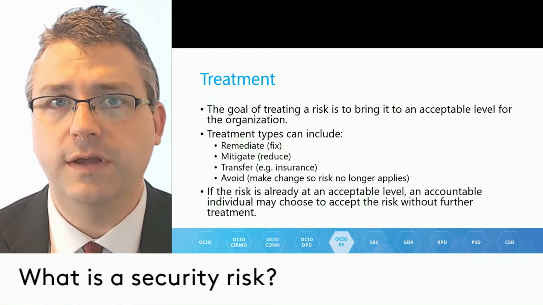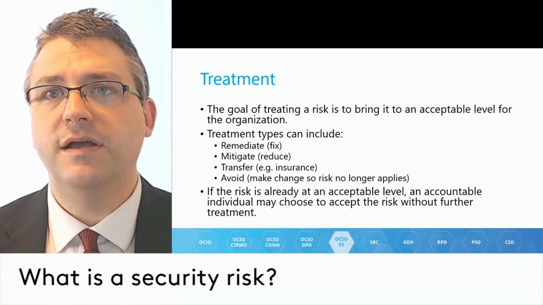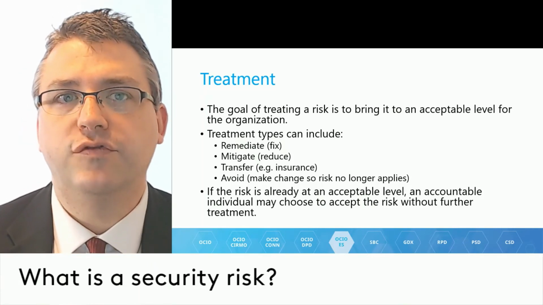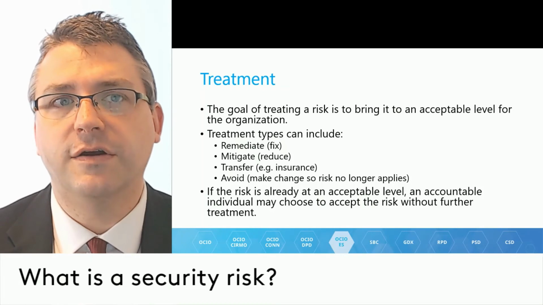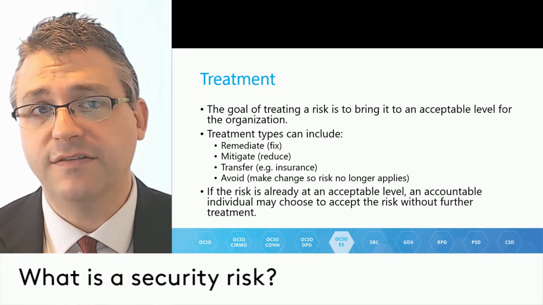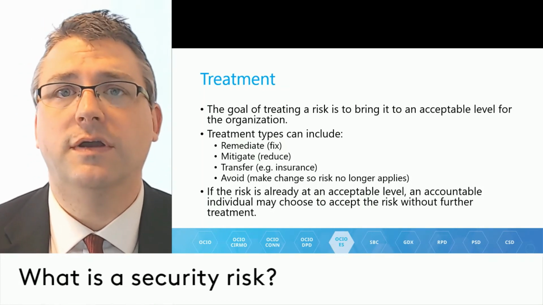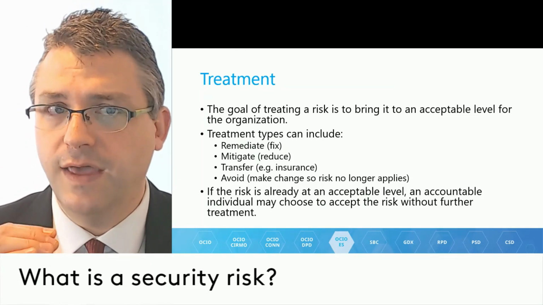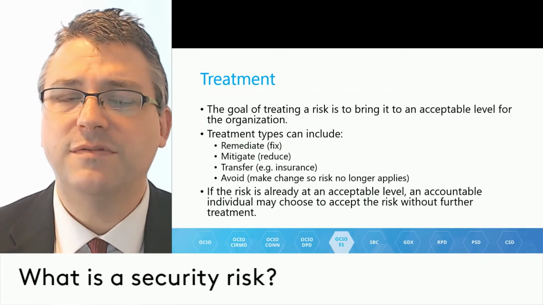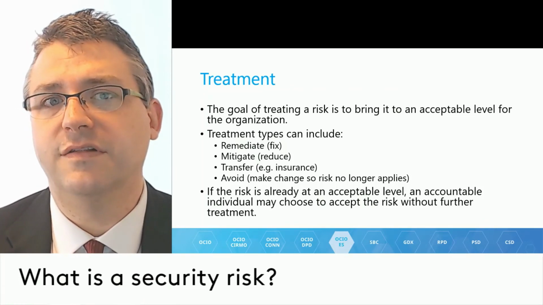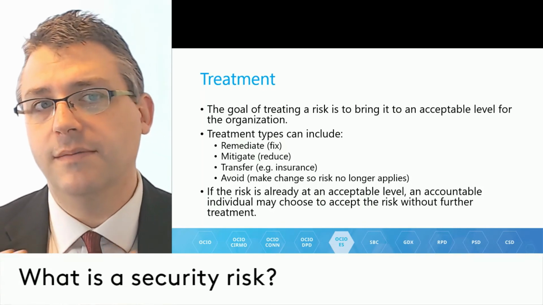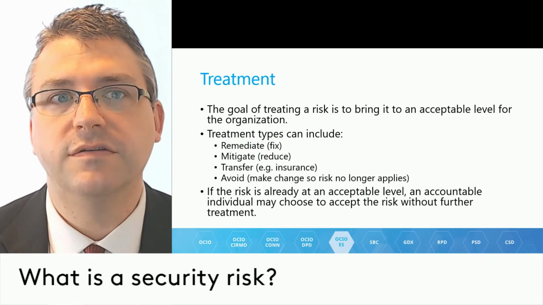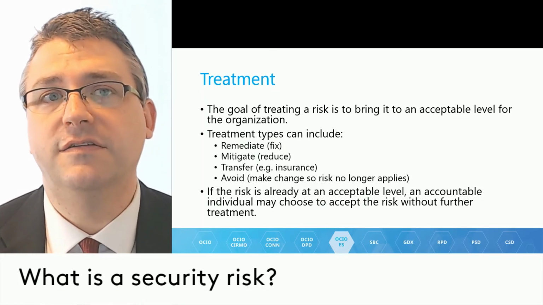So the goal of a treatment is that a risk is brought to an acceptable level to the organization. Treatment types for risks can occur: remediation, which means to fix. But more often than not, you're looking at a mitigation, which means you're simply looking to reduce the level of that risk to that acceptable level. Sometimes too, people may look at just limiting their liability. Oftentimes they'll look at transferring risk for that, and that can sometimes be insurance. Avoiding risk is also a potential treatment.